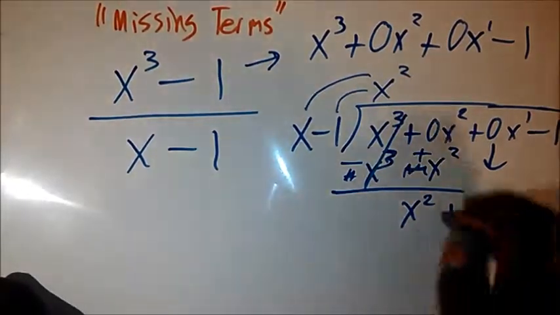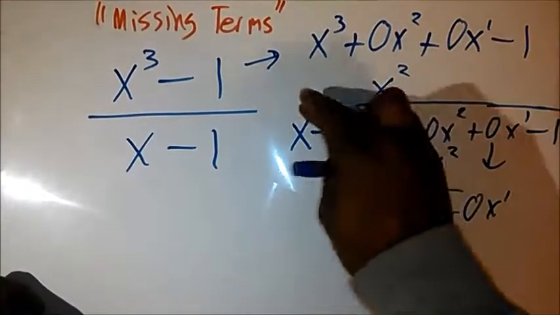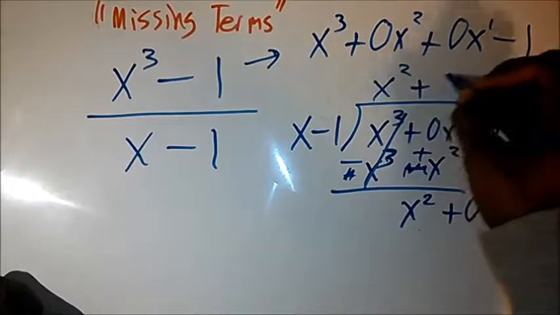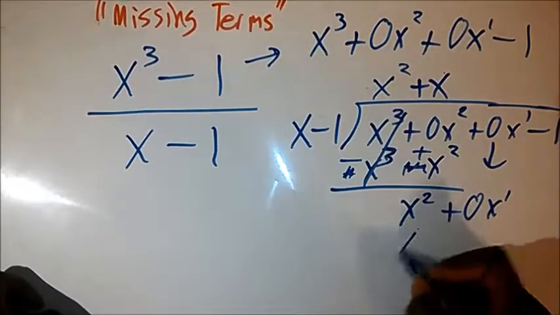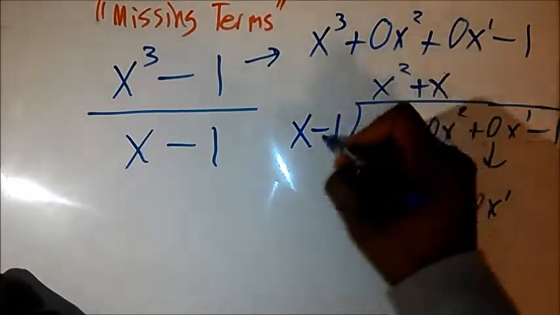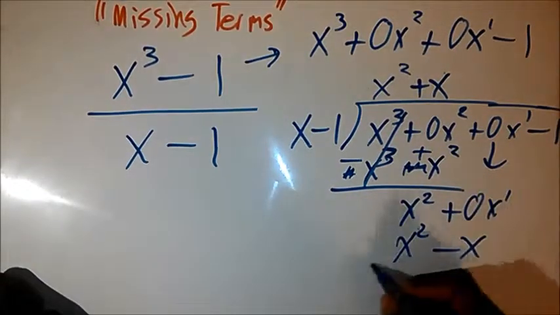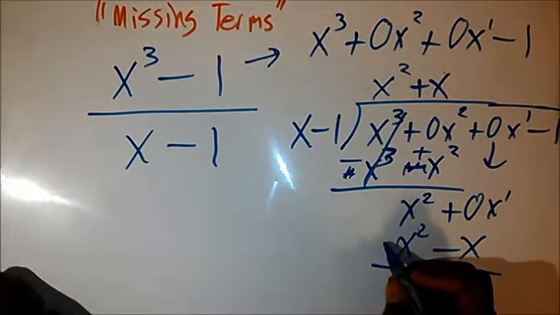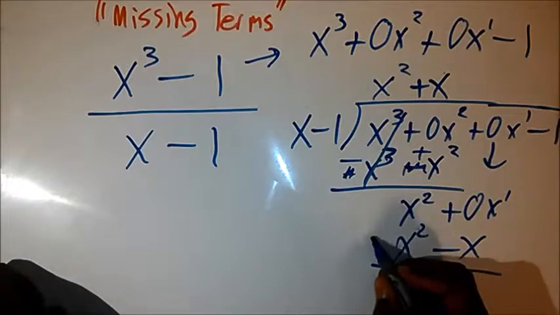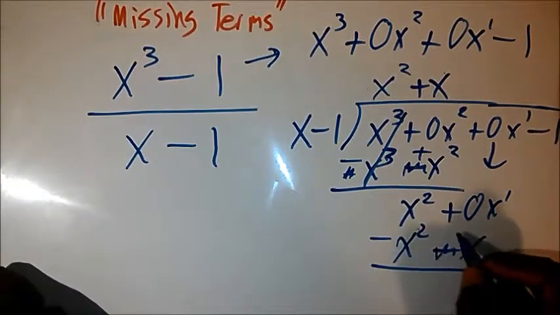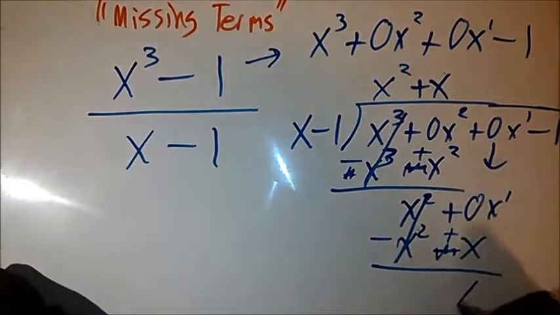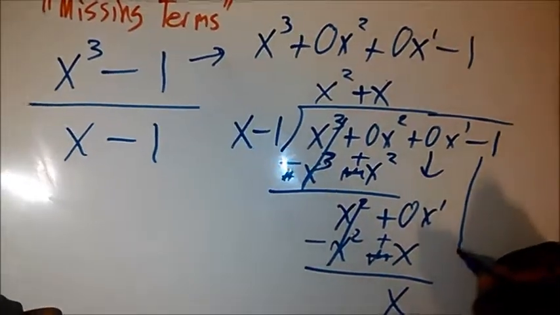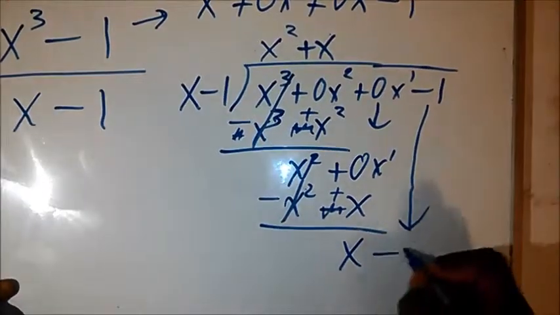Then we ask ourselves the question again. What times x is equal to x squared? It's positive x. Positive x times x equals x squared. Positive x times negative 1 equals negative x. Then we're going to subtract. This is positive, the sign is going to change to negative. This is negative, it's going to change to positive. That cancels out. x. Bring this negative 1 down.